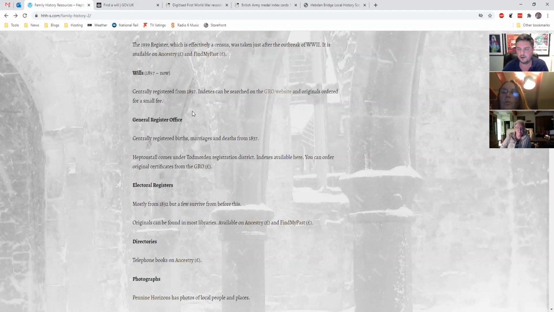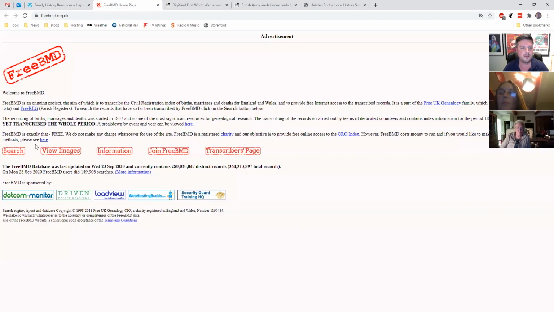Marriages are also very useful because they give the names of fathers. So if you've got anyone married around the year sort of 1840, they're really useful because it helps you go back another generation. And then deaths give you an age of death. Now, if you're interested in looking up these guys, you can find indexes to them on this website called FreeBMD.